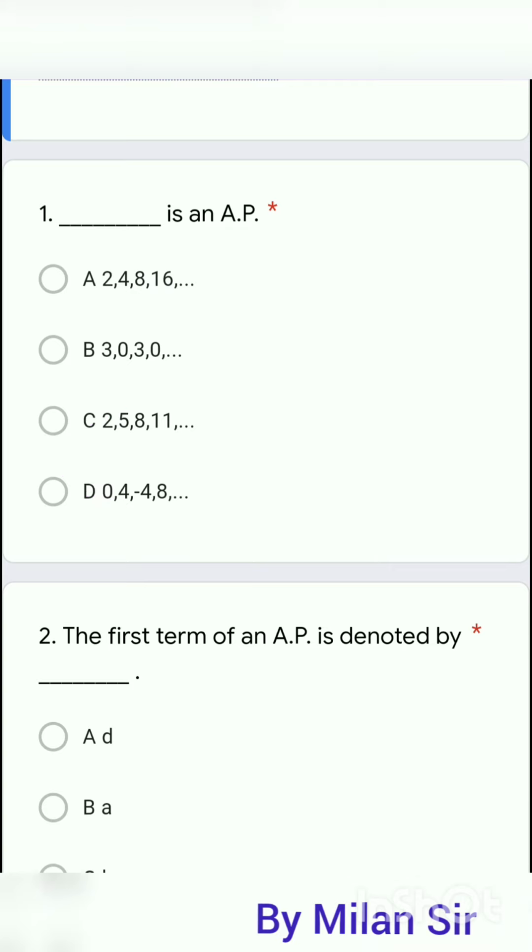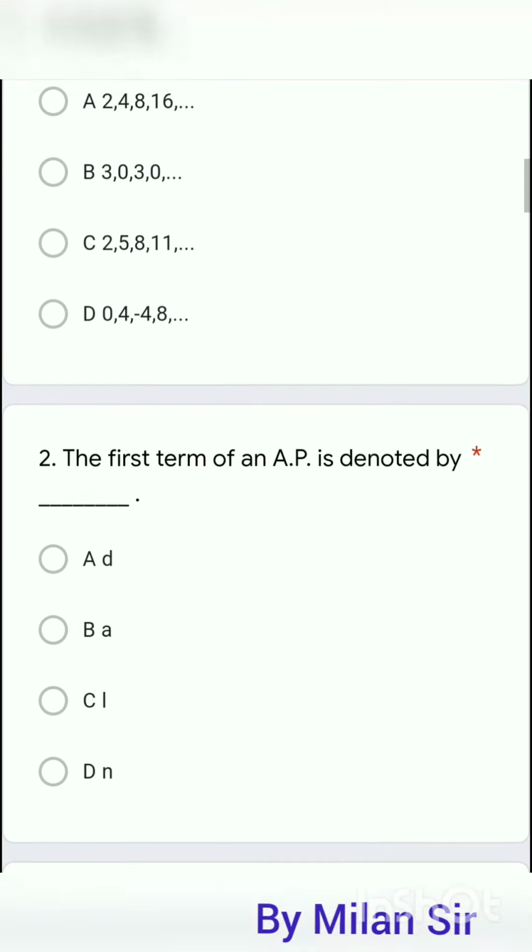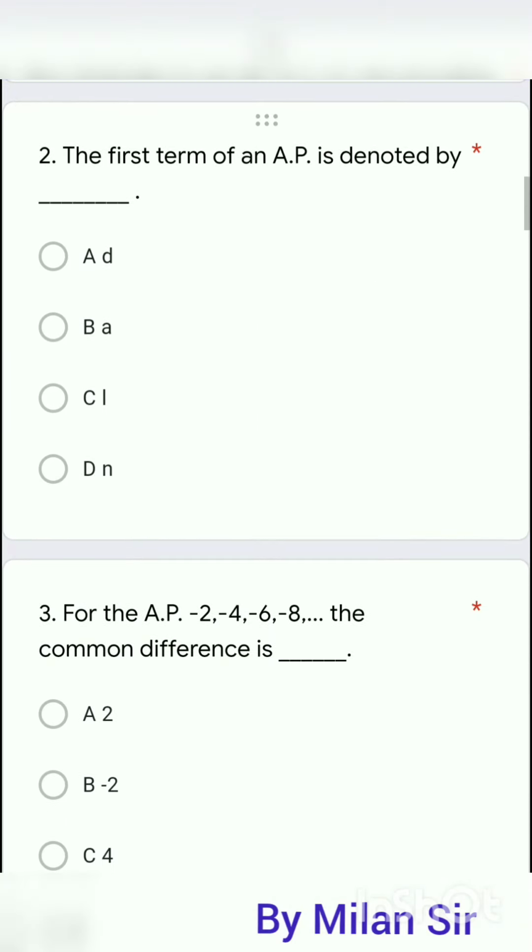After that, question number 2. The first term of an AP is denoted by small a. These things we already learned in chapter number 5, right? First term is denoted by small a. So here our option B is correct.